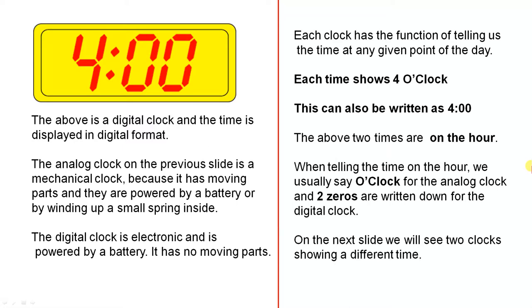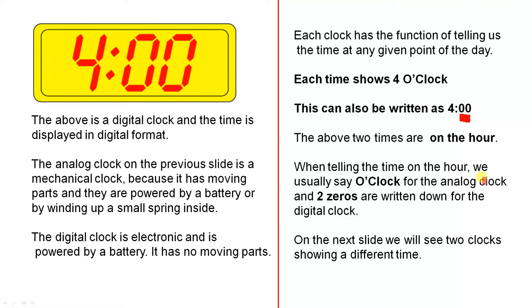Each clock has the function of telling us the time at any given point of the day. Each time shows 4 o'clock. This can also be written as 4:00. So there's the analog time and there's the digital time. The above two times are on the hour. When telling the time on the hour, we usually say o'clock for the analog clock, so 4 o'clock, and 2 zeros are written down for the digital clock.